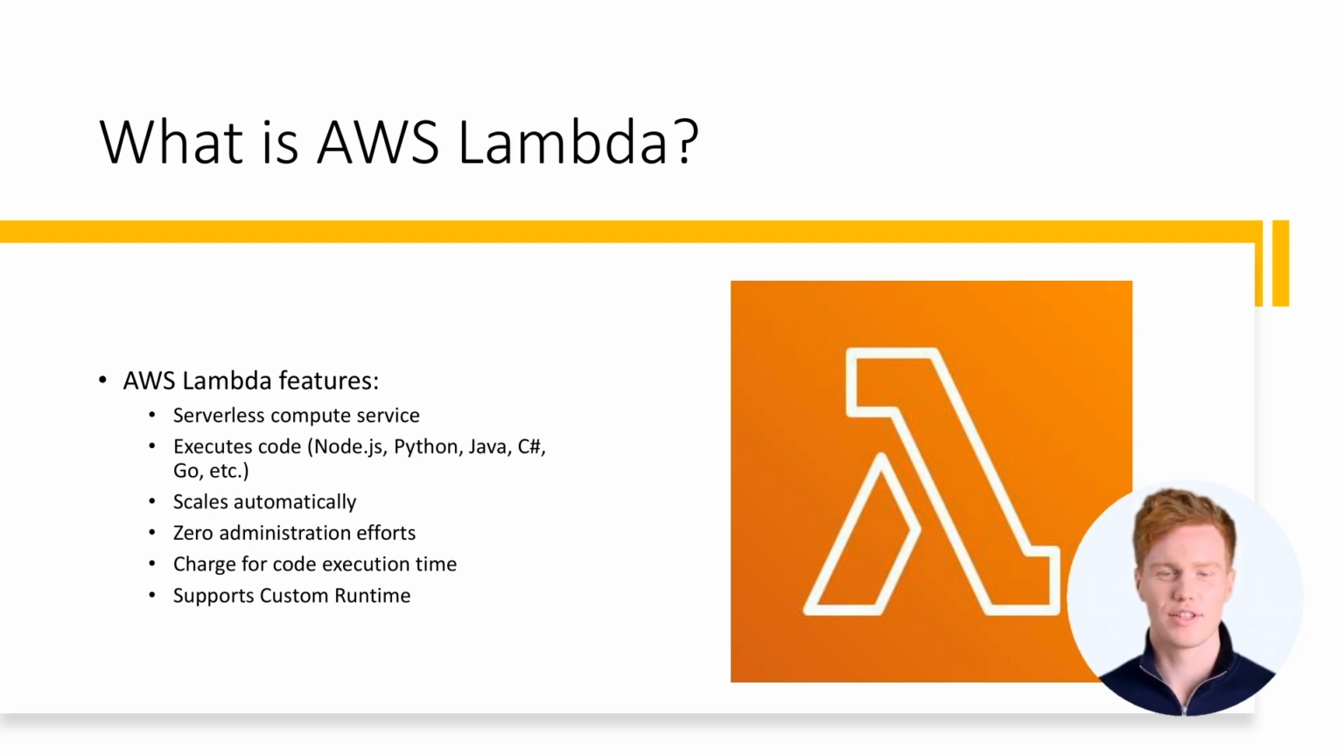AWS Lambda runs your code on a high-availability compute infrastructure and performs all of the administration of the compute resources, including server and operating system maintenance, capacity provisioning, and automatic scaling, monitoring, and logging. All you need to do is supply the code in one of the languages that AWS Lambda supports: Node.js, Python, Java, C#, and Go. Also, you can use Lambda Custom Runtime, which gives you even more flexibility.